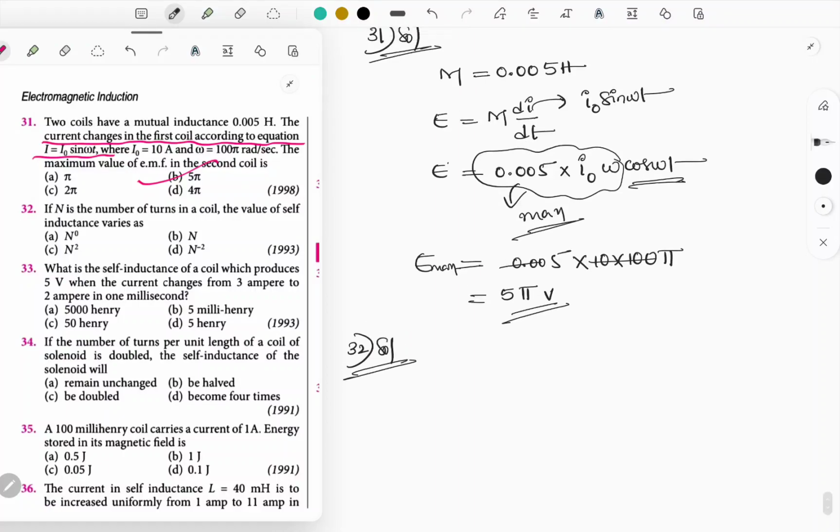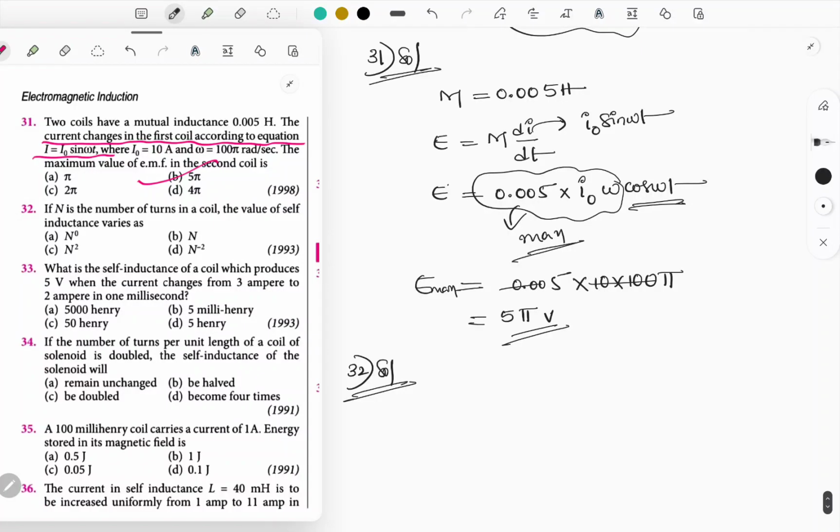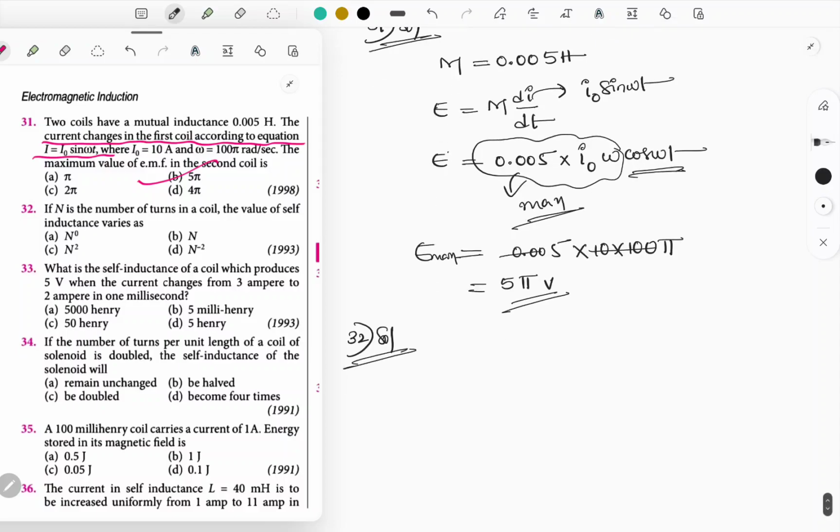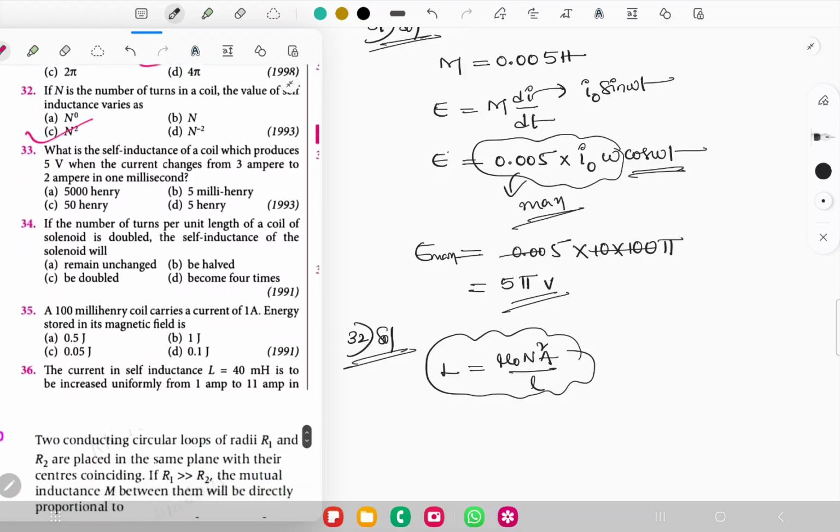If N is the number of turns in a coil, the value of self-inductance varies as? We know the formula for self-inductance. The direct formula is mu naught N square A by L. This is the formula for self-inductance of a coil. In terms of number of turns and length, it is directly proportional to N square. So which option? Option C is the correct answer.